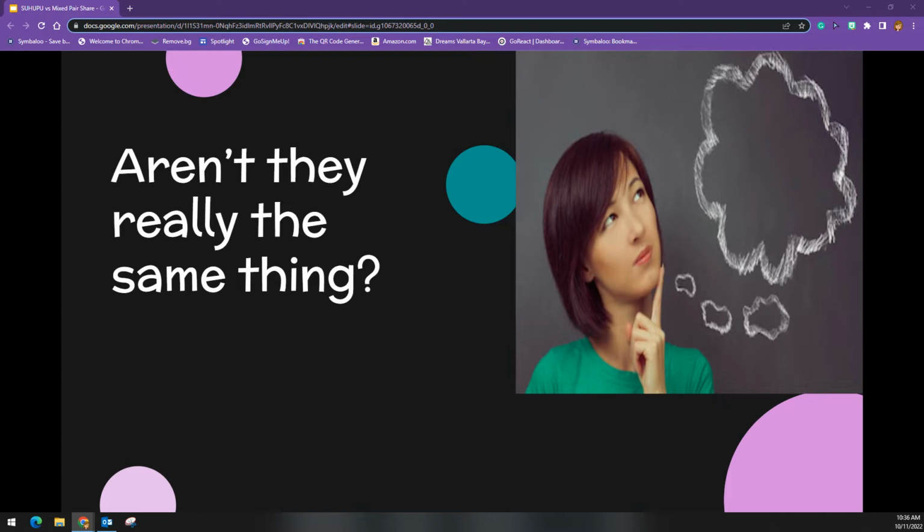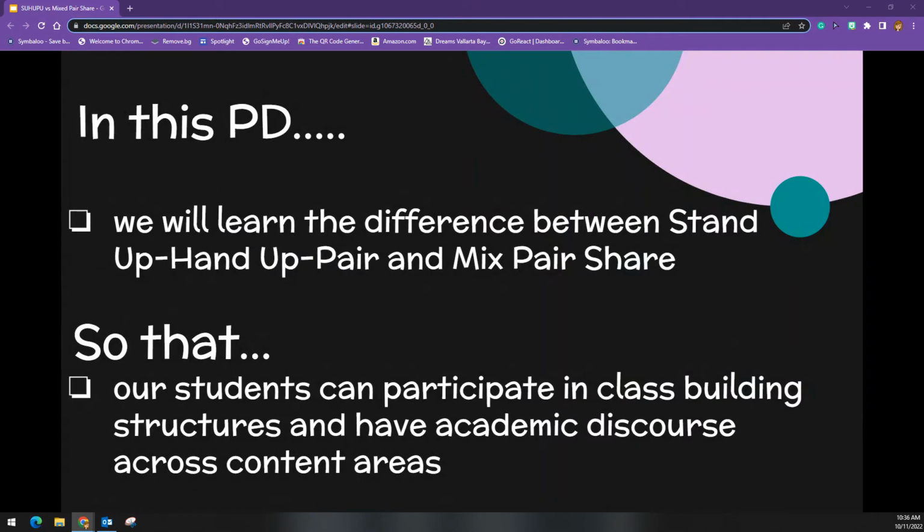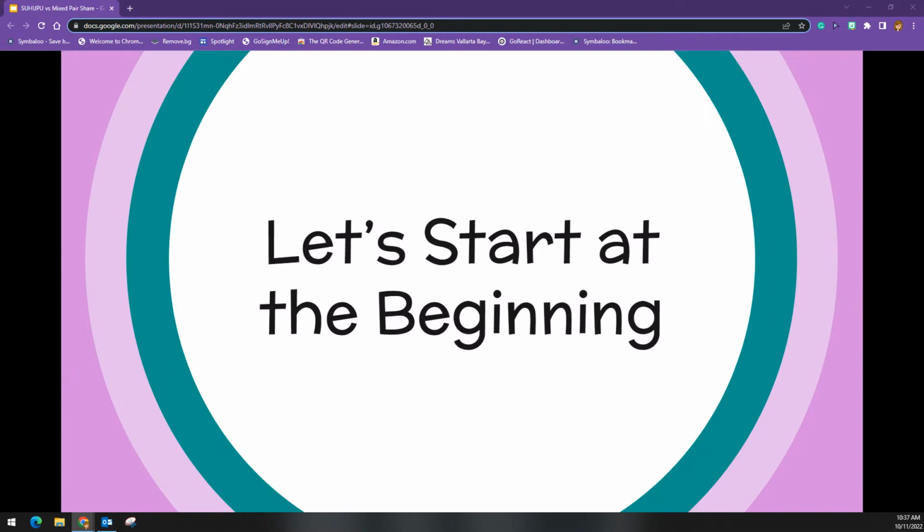Well, don't worry, I'm here to help you out as well. I'm going to explain the difference between these two structures today and give you some practical tips and ideas to use both of these structures in your classroom as class builders in non-academic ways and also in academic conversations, to have a quick, efficient manner to have those academic discourse conversations. Our learning target in this PD is that we will learn the difference between Stand Up, Hand Up, Pair Up, and Mix Pair Share so that our students can participate in class building structures and have academic discourse across content areas. So let's start at the beginning.